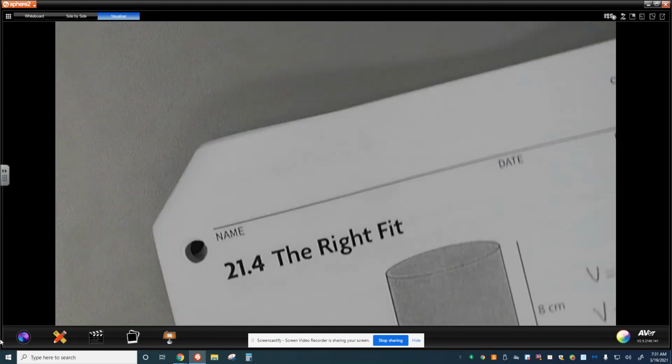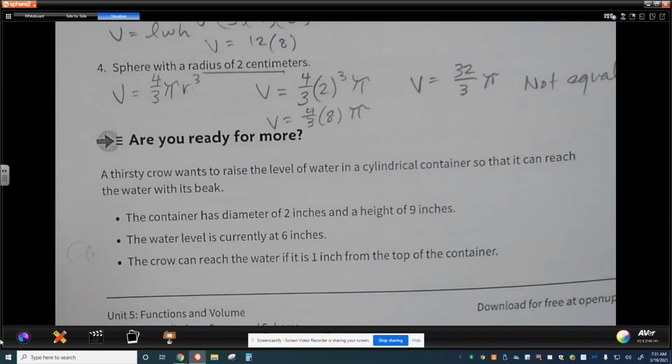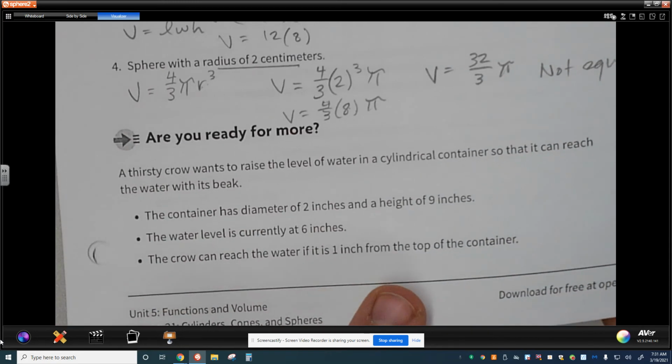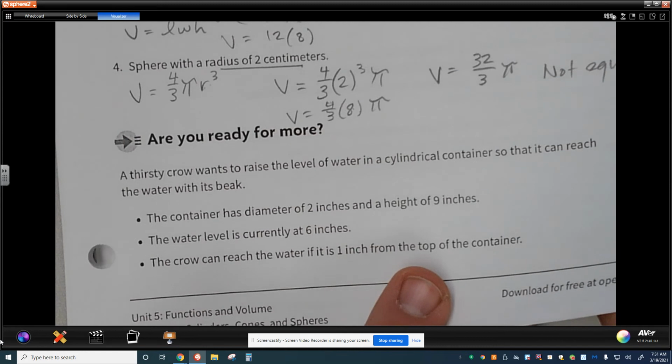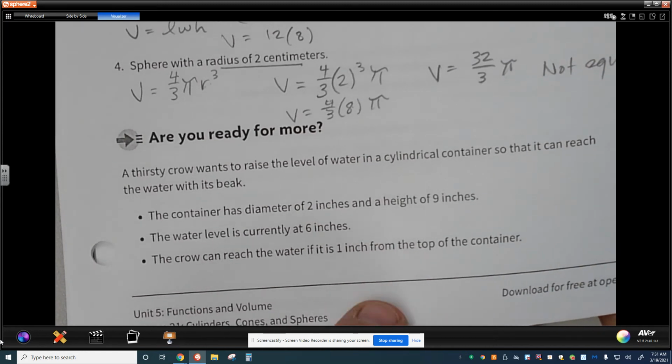Okay, so you're welcome to give the next part a try. I told you the video is going to be short, so I'm going to skip it. But Thirsty Crow wants to raise the level of water in a cylindrical container so it can reach the water with its beak. So maybe that crow is just really, really smart.